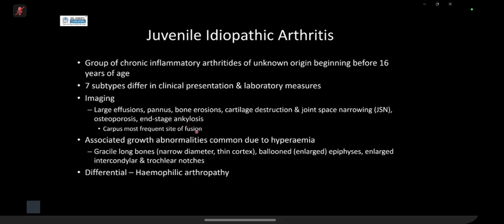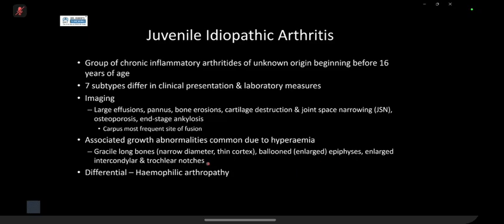Carpus, your carpal bones, the most common site of fusion, the earliest sign is carpal crowding. You don't really get erosions in the fingers, I'm not sure why, but it often affects large joints: your wrists, your knees, your hips, your ankles. Okay. And of course, with hyperemia, you can get very long gracile bones.